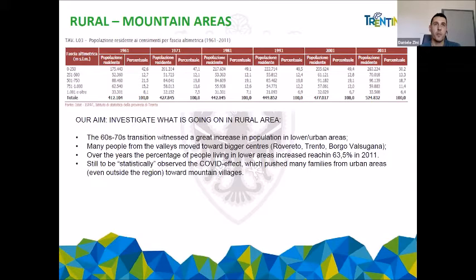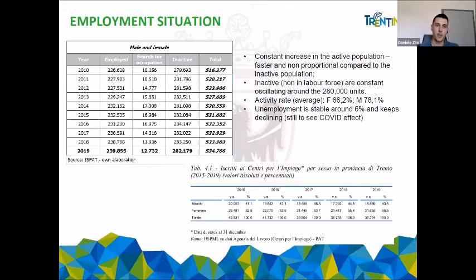It is still to be statistically shown how COVID had an effect on this, but it is said that many people moved outside the urban centers towards villages, because, as said in our previous meetings, living in villages permitted to be more free and to move more easily than is permitted in urban centers, so in cities.